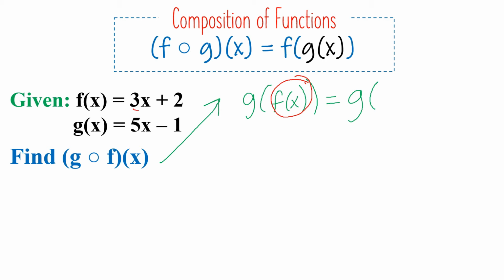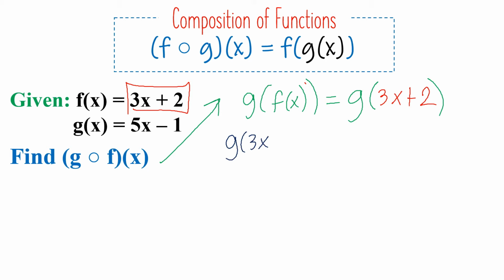Ano ba yung value ng f of x? So, 3x plus 2. Yun yung ilalagay natin sa loob. Again, pinalitan lang natin yung f of x ng kung ano yung value niya, which is 3x plus 2. Now, ito na yung gagamitin natin to solve. It means, ang isosolve naman natin dito ay g of x is equal to 5x minus 1. So, lagay lang natin sa baba. G of 3x plus 2. It will be equal to 5x minus 1.